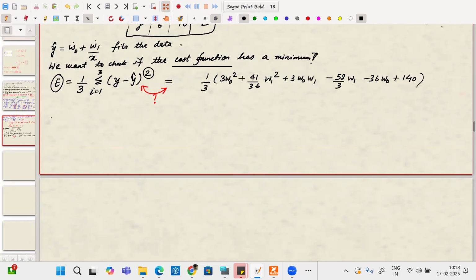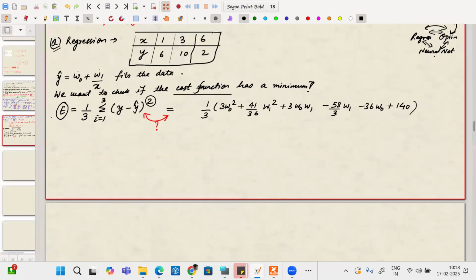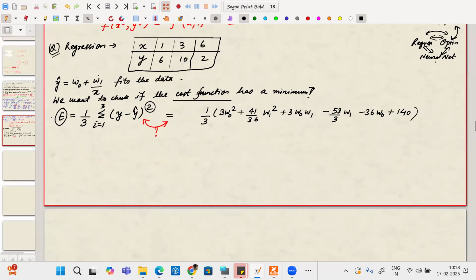Anyway, I will tell the problem again. You have this data set. The idea is someone tells you that yes, this curve can fit your data. But now the question is, what value of W0 and W1 will you take so that it fits the data nicely? What is meant by this term? It means that your error will be less.